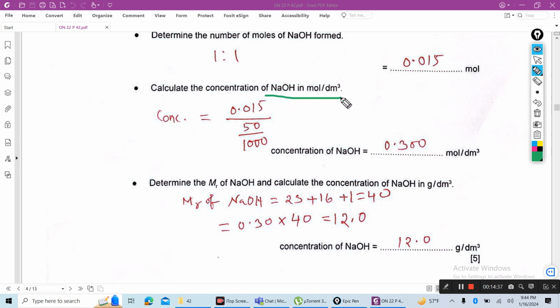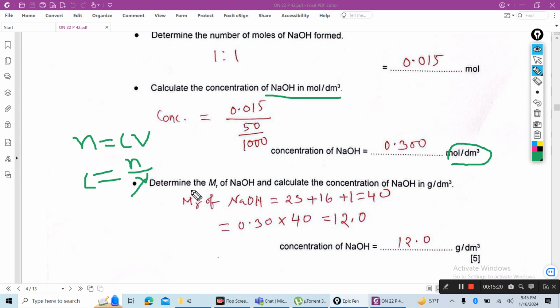Calculate the concentration of sodium hydroxide. N equals CV. So C equal N by V, number of mole divided by volume. So number of mole 0.015, volume 50 divided by 1000. Centimeter cube is converted to dm cube. 0.300 mole per dm cube. This is the concentration in mole per dm cube.